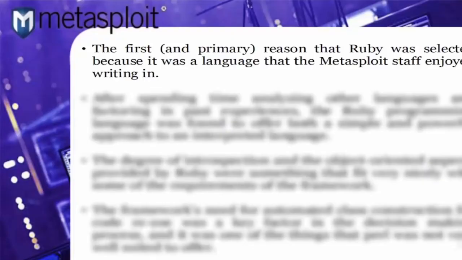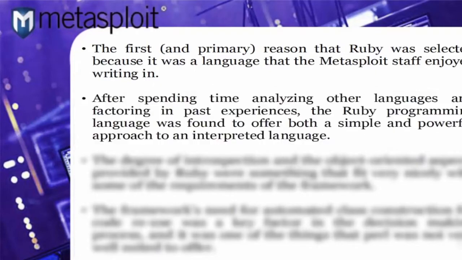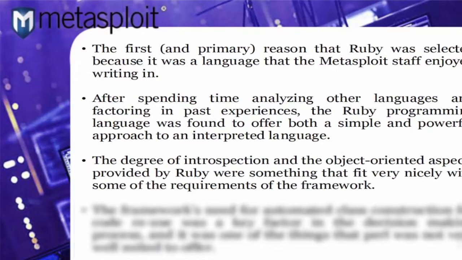The first reason that Ruby was selected is that it was a language that the Metasploit staff enjoyed writing in. After spending time analyzing other languages and factoring in past experience, the Ruby programming language was found to offer both a simple and powerful approach to an interpreted language. The degree of introspection and the object-oriented aspect provided by Ruby were something that fit very nicely with some of the requirements of the framework.